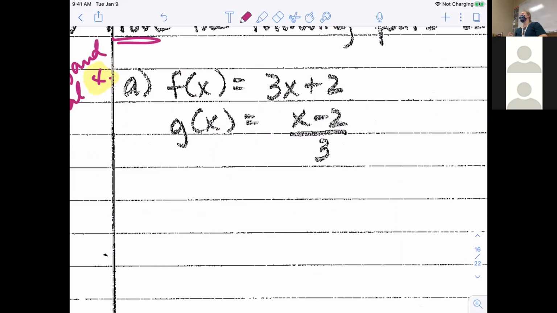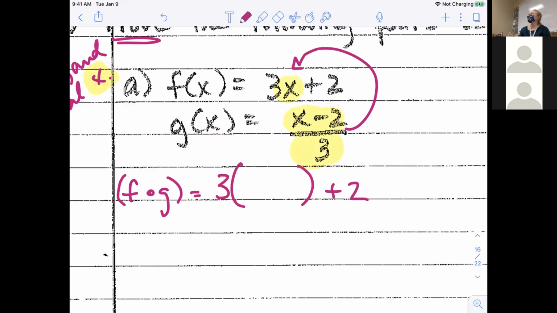All right, so I've got f of x and g of x. I need to do f of g of x. So I'm going to put g into f at x. So I look like 3 parentheses plus 2. And instead of writing x, I'm going to write all of g in that parentheses. x minus 2 over 3. Before I solve, let's set the other one up.